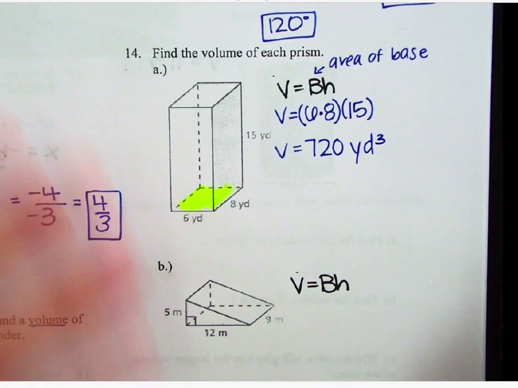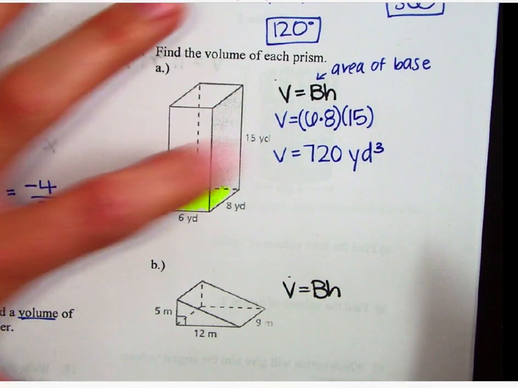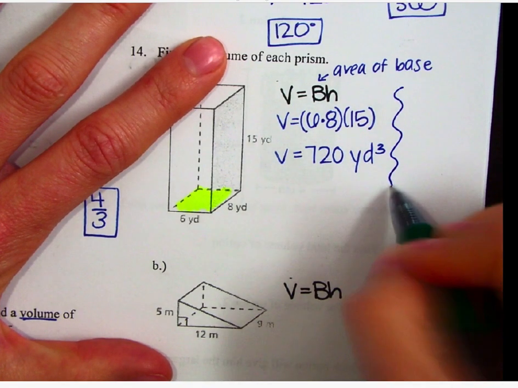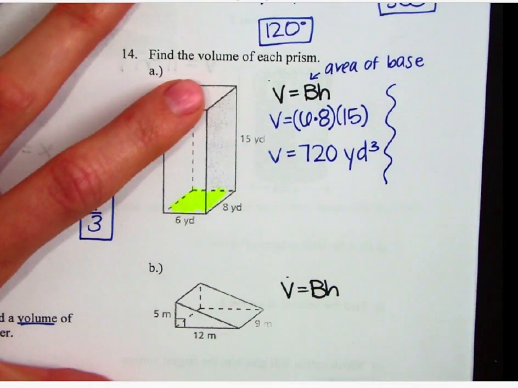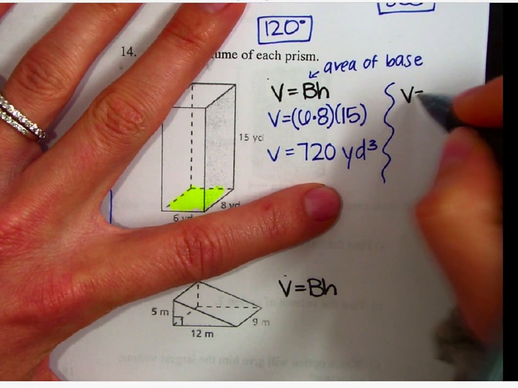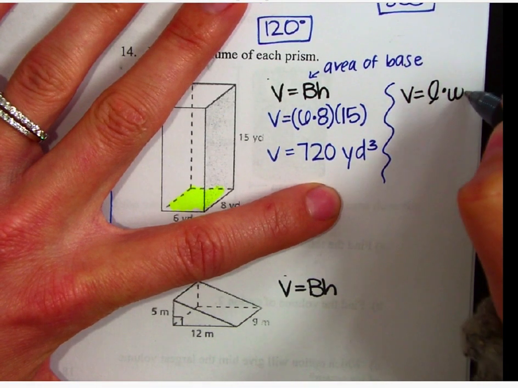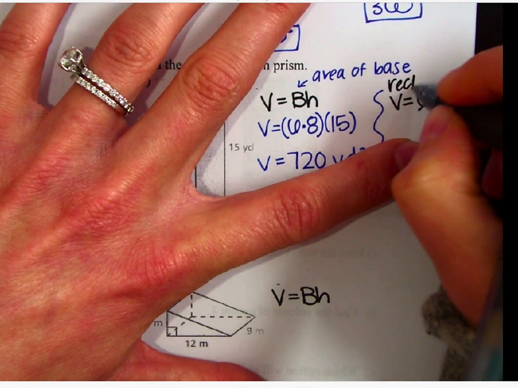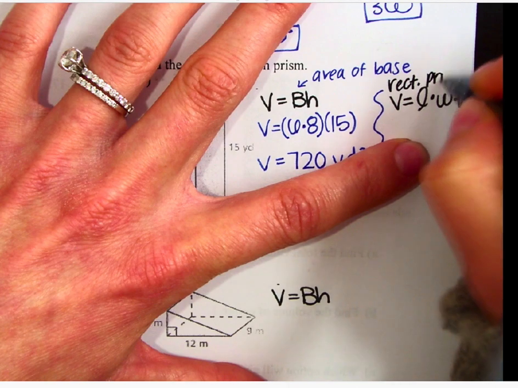And then I'm just going to show you another way to find the volume of a rectangular prism that's usually taught when you're a little younger, or maybe even this year. I like to show my students this one, length times width times height. That works for any rectangular or square prism.